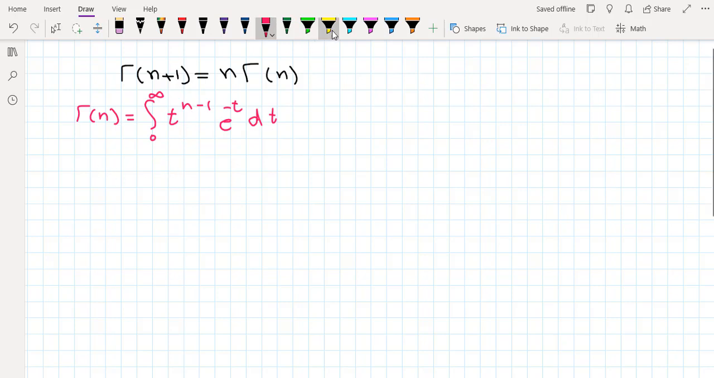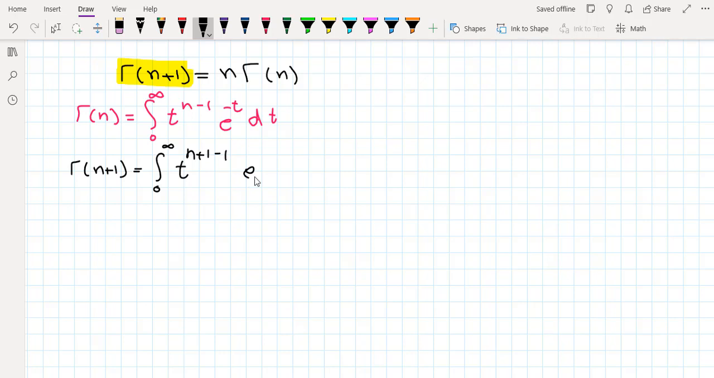Okay, so we begin with the left-hand side. Here we have gamma of n+1. So in this formula, in place of n, we write n+1 and see how it looks. We will have gamma of n+1, then it's going to be the integral from 0 to infinity of t to the power of, in place of n, I'm going to write n+1, and this minus 1 is already there. It's a part of the rule. E to the power of negative t, there is no n, and dt. So this is the formula of gamma of n+1.